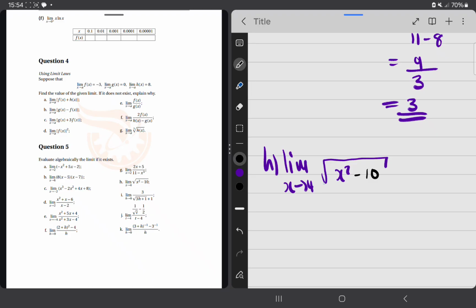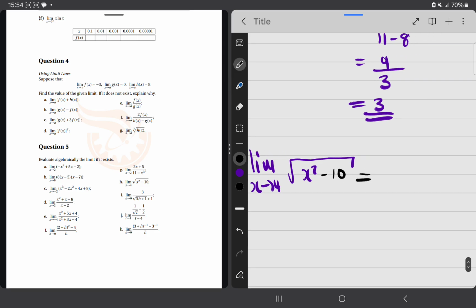But then, what do I have? A square root. What does a square root refuse? A square root refuses to have the inside be negative. So I'll try to substitute and see if I will get the inside being negative, right? I put 4 here because I'm approaching 4. This would be 4 squared minus 10, which is 16 minus 10. And this gives me 6, okay? So that is not a negative number. So I can just substitute.